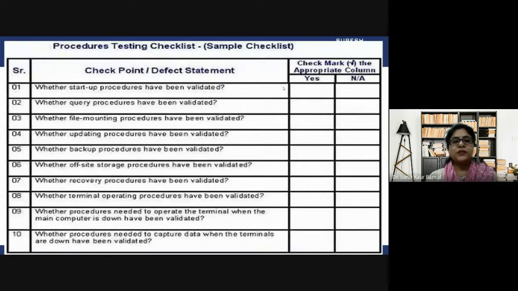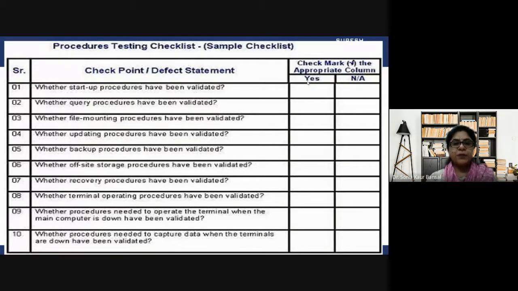Now let's see, students, the procedures testing checklist. Now this is the sample checklist in front of you. Now this is related to some startup procedures. Now there are some 10 questions. You can see on my screen that there are some 10 questions which are framed in a checklist, and on the very left side serial numbers are given, and in the second column checkpoint or defect statements are given. So this is actually framing the checkpoints. So what I'm going to check, what I'm going to particularly see.